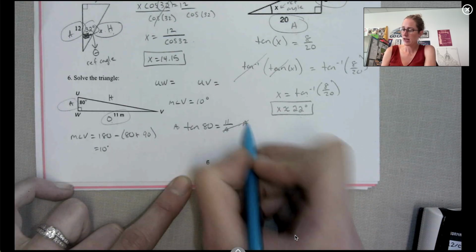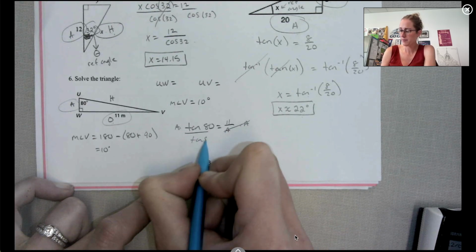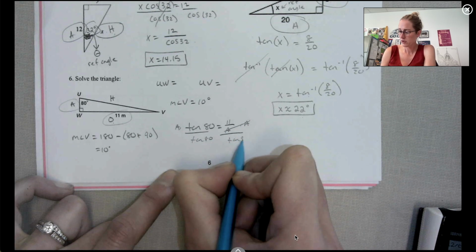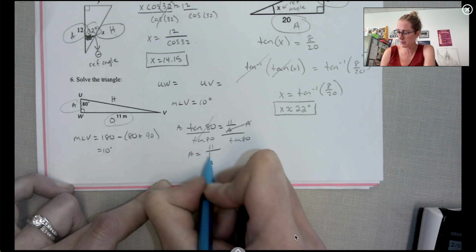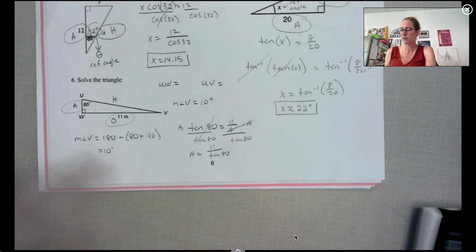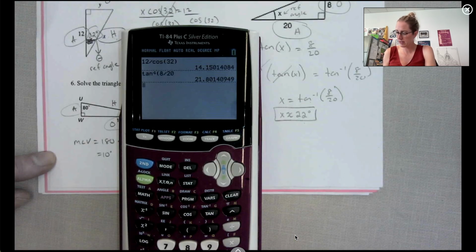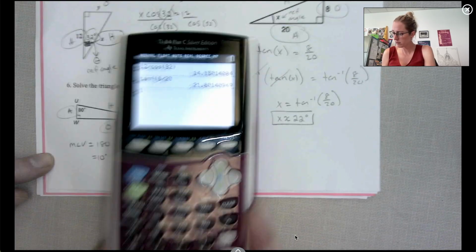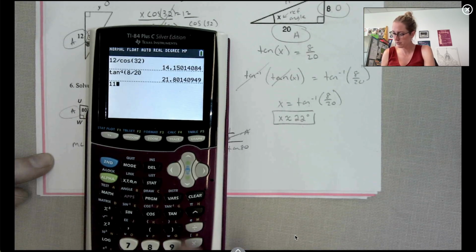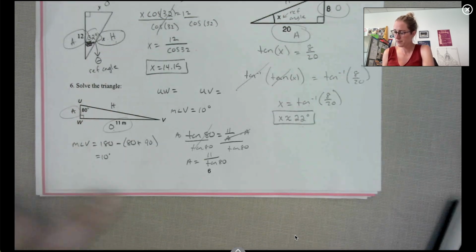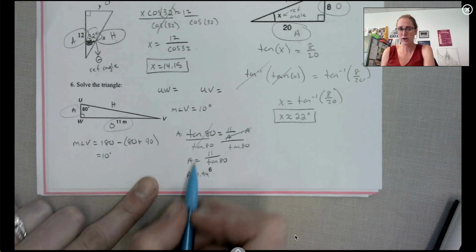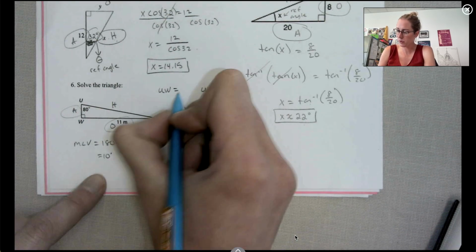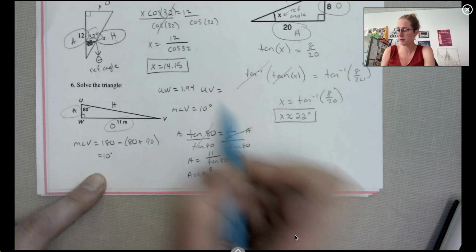And then divide by tan 80. So I have A equals 11 divided by tan of 80. So type that in our calculator. So we've got, what was it, 11? Yep, 11 divided by tan of 80, 1.94. Okay, and our adjacent side was UW, so 1.94 for UW.